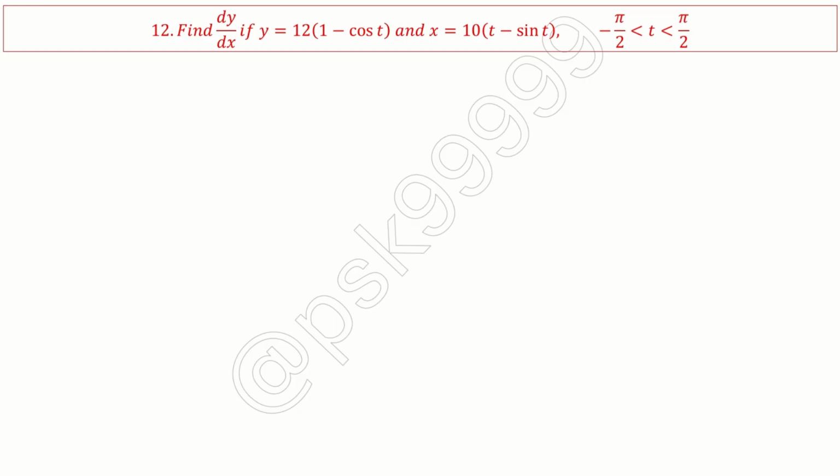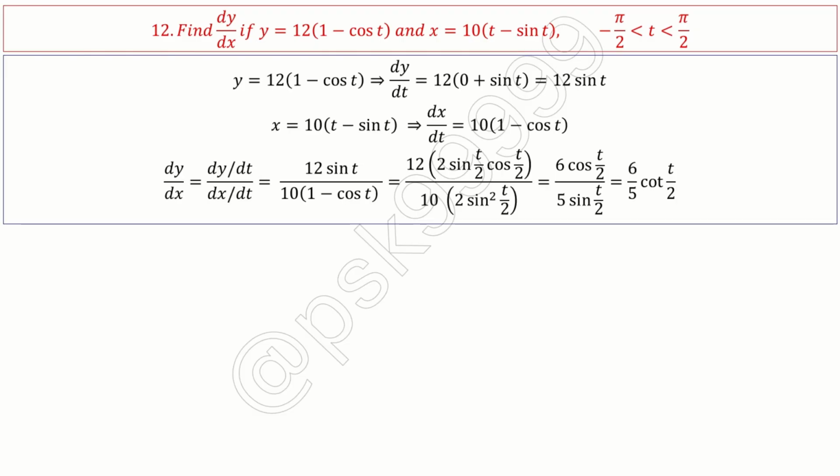Okay, y equal to 12 times 1 minus cos t and x equal to 10 times t minus sin t. This is parametric method, correct? So you will say dy by dt, dx by dt, and then you will get dy by dx as division of both of them. Divide both of them, you will get dy by dx. Okay. So this is also simple. Final answer is, if you simplify, you'll get 6 by 5 cot t by 2. Okay. Simplification is very important, as I am telling every time.